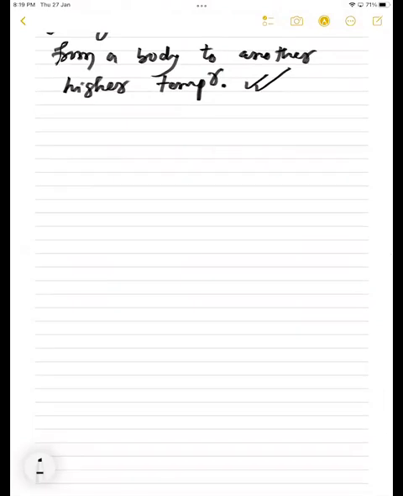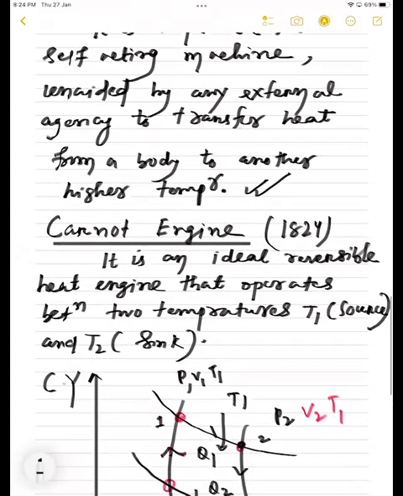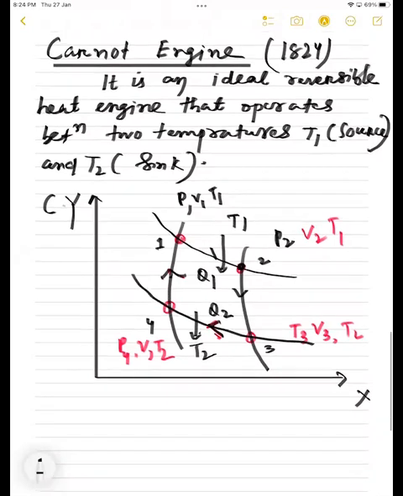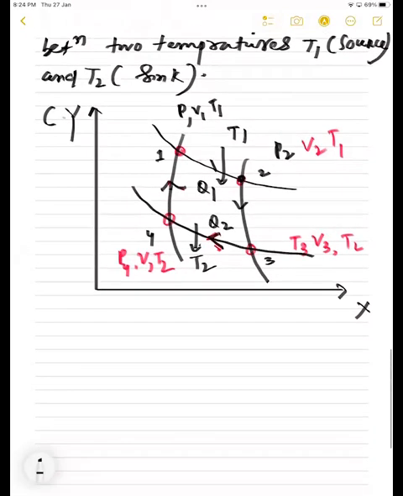Next, let's see, students, the Carnot engine, right? So let's see another application, the Carnot engine. It's an ideal reversible heat engine that operates between two temperatures, T1 the source and T2 the sink, right? We'll see what the different steps in this cycle are. There are four steps: an isothermal expansion, an adiabatic expansion, an isothermal compression, and an adiabatic compression, right?